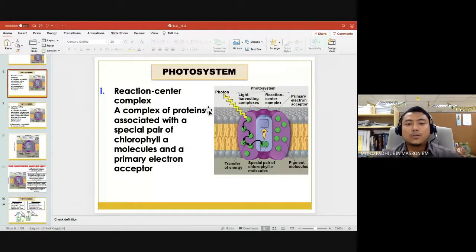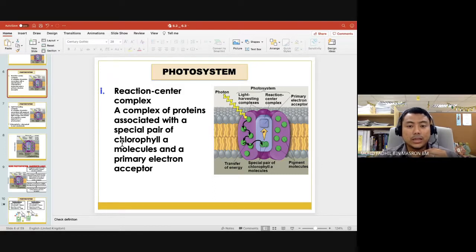Okay, so now we look at the reaction center. What we need to expect at reaction center? So reaction center complex, which is this one, reaction center complex. It is this whole entire color, biru cair ke purple cair ni? Macam ni lah, this rectangular structure ni. Okay, it is a complex of proteins associated with a special pair of chlorophyll A molecule.